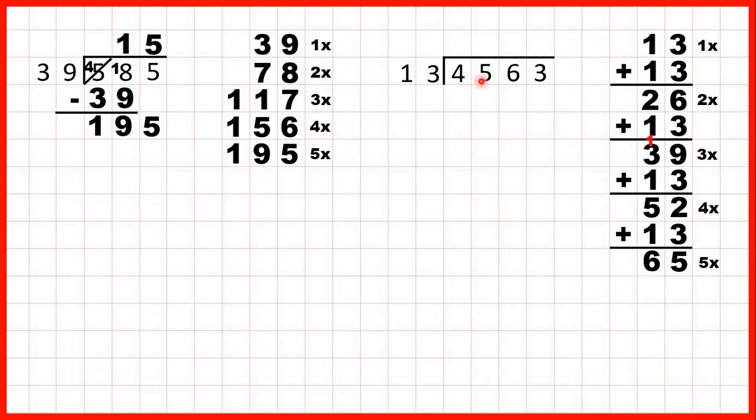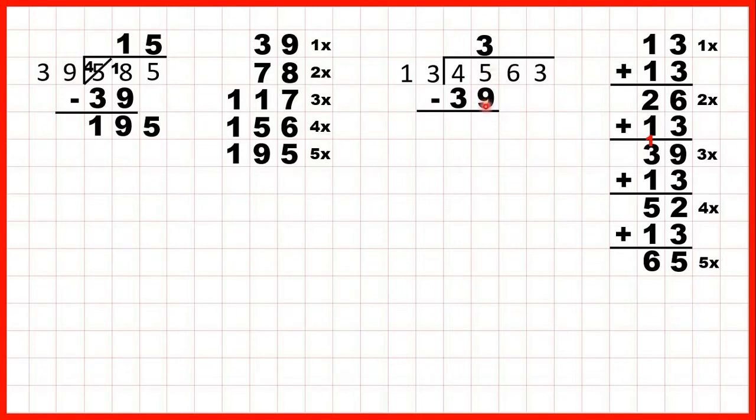Taking the first 2 digits together, we have 45 divided by 13. So we need a number in the 13 times table that's close to 45, but not more than 45. We can see that 39 is the closest number to 45 that's still less than 45, so we can write the 39 under the 45, and because that's 3 times 13, we can write 3 in our answer line. Now we need to subtract and then bring down the next digit.